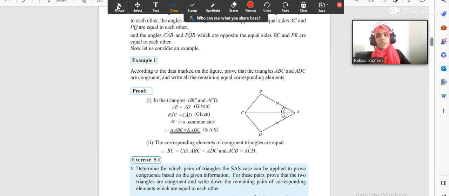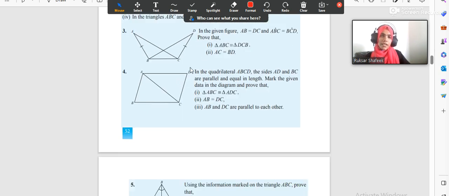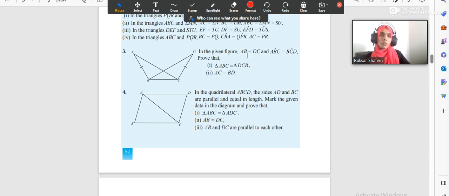Alright, so that is actually an example under side angle side. We have a few questions as well in this case, so I will just pick one question here and try to show you how we can work this out. If you look at question 3 in the given figure, AB is equal to DC, that is already shown here, and angle ABC is equal to angle BCD.